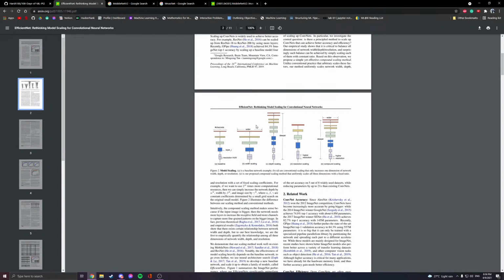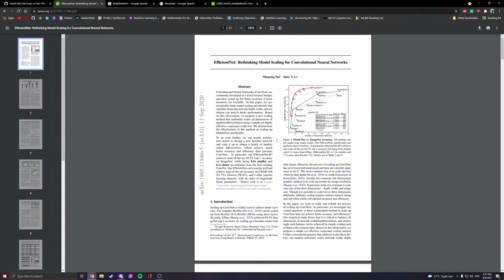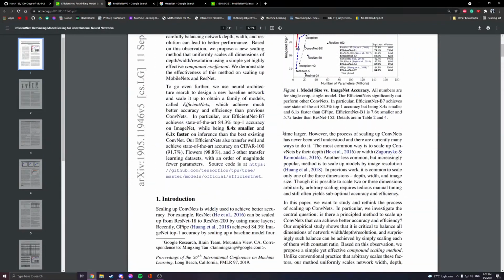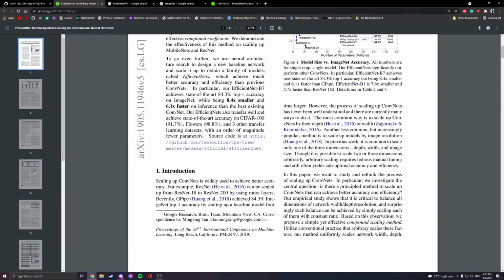So I'm going to go ahead and open up EfficientNet on my iPad. EfficientNet. Okay, there we go. So I'm going to go ahead and read intro and related work. So I'm going to put it over here and get started.